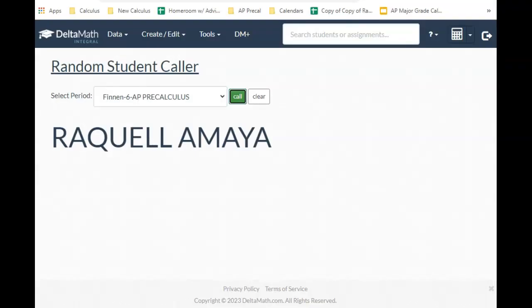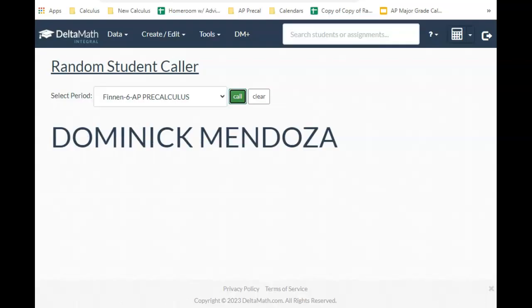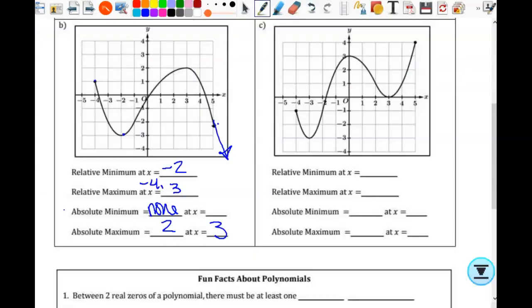All right, next helper, Emily. She's the one that's not here, right? All right, Dominic, where are you? That's you? All right, so tell me on C, relative minimum at x equals what? -3 and 3. Anything else? Nope. All right, we agree with that? Yes, okay. Relative maximum?